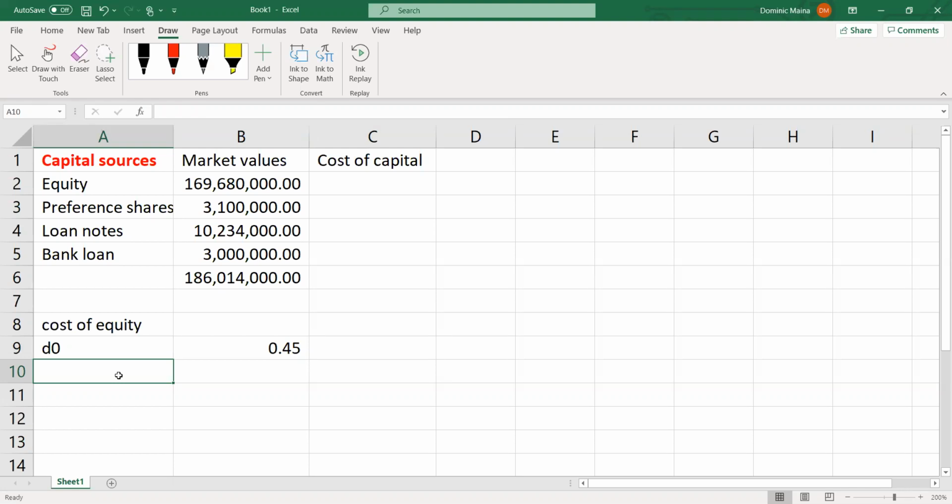Now have we done that P0? I think we already have the P0, the market value, which is 7.07. Don't forget, ex dividend, non-cum dividend, ex dividend. What else do we need? The growth, the G, the growth in the dividend. Let's go back to the question.